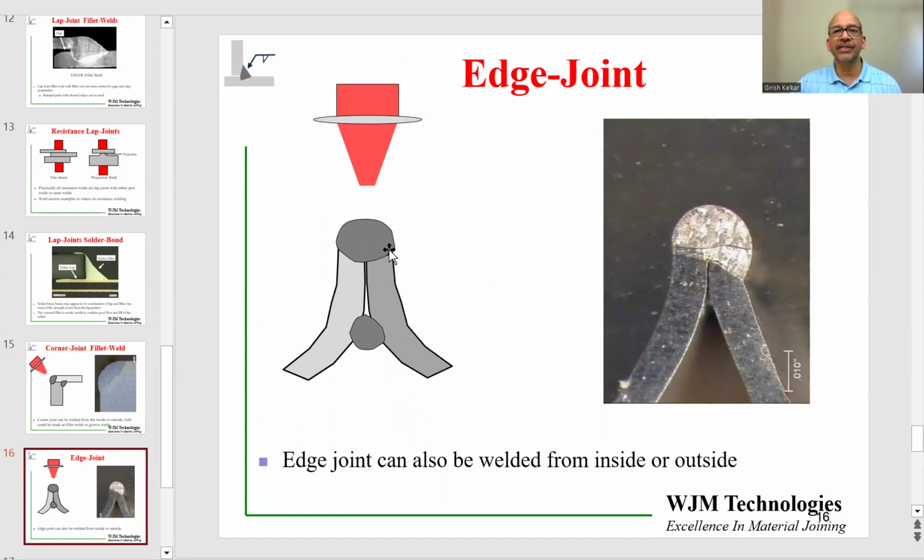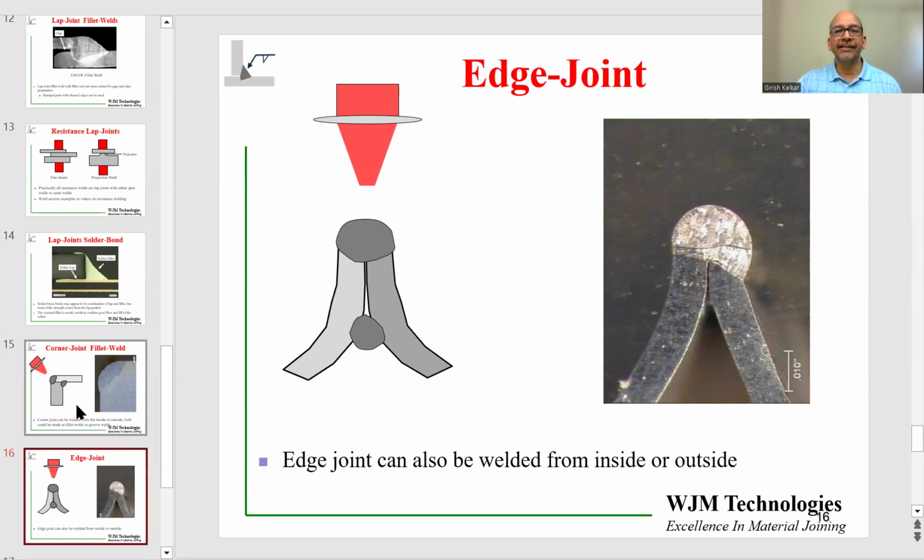The fifth type of joint is an edge joint. Again, as shown in the schematic on the left, we have the laser beam coming down from the top and melting a pool of metal over here. This could be classified as a butt weld over here, but here again, you can make a weld on the inside as well. I'm showing you a cross section of a typical edge weld.